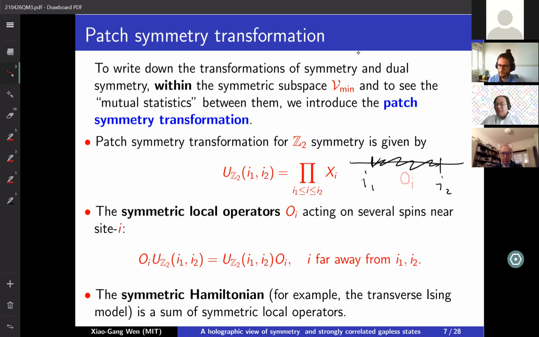So we really feel this is a better way to look at the symmetry. We really utilize the locality of the Hamiltonian. In a many-body system, we have a local, short-range interacting Hamiltonian, and this definition really utilizes that important feature. Okay, so this is the patch symmetry transformation for the Z2.